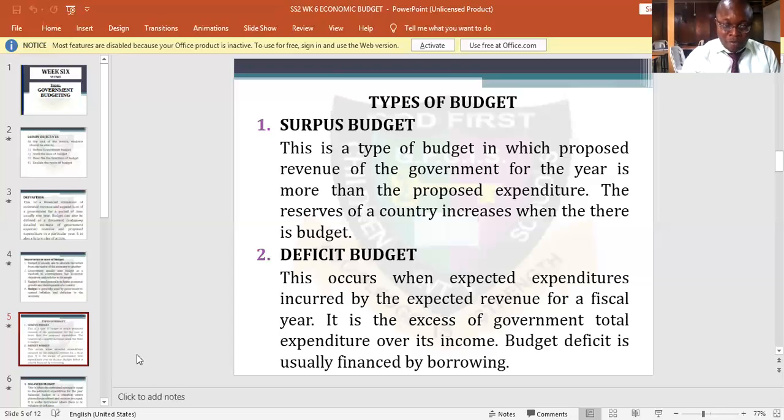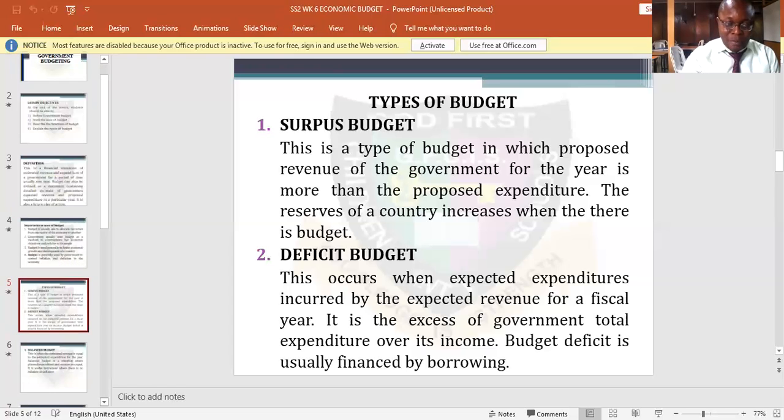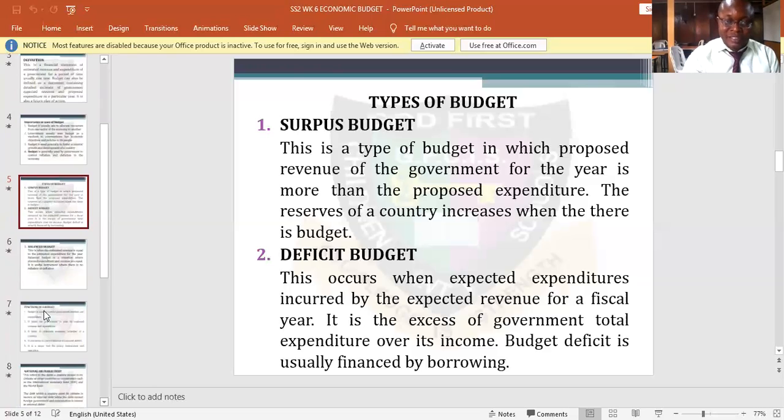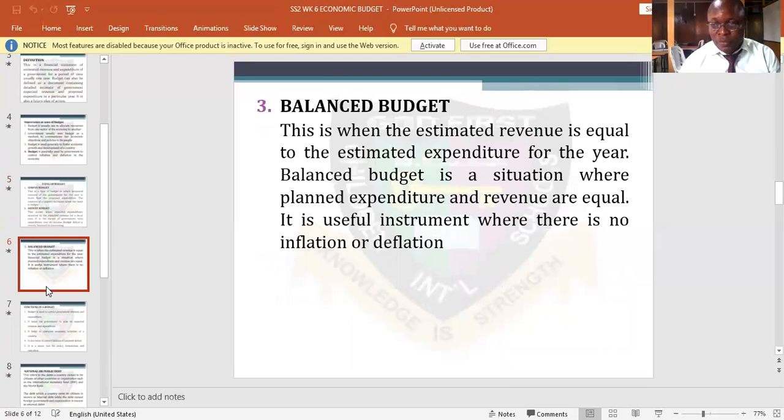Whether it's internal borrowing or external borrowing. When we are talking about internal borrowing, that is to borrow within the country, or external borrowing outside the country. So the government can decide to borrow from the International Monetary Fund or the International Bank for Reconstruction and Development, that's IBRD, or World Bank. Government can do that.